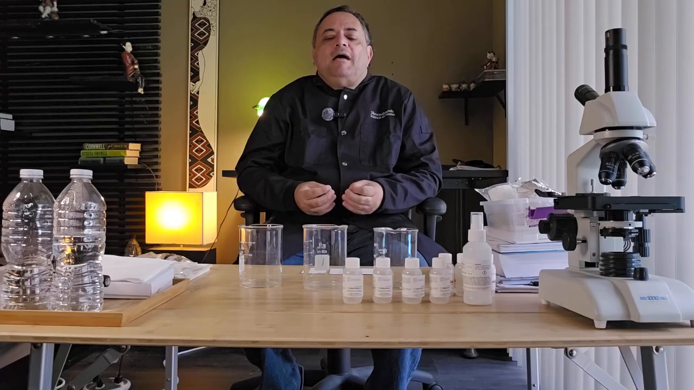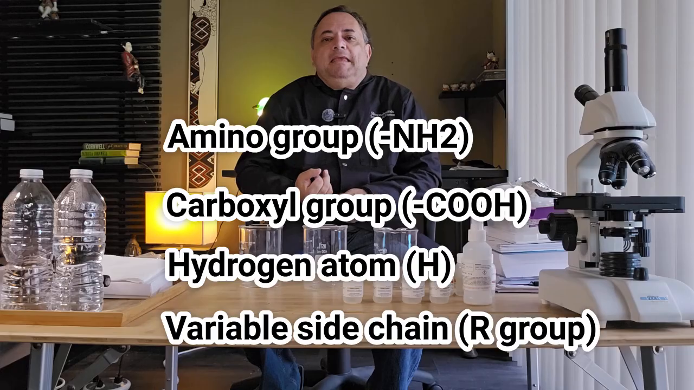Amino acids have a central carbon atom attached to an amino group, a carboxyl group, a hydrogen atom, and a variable side chain or R group.